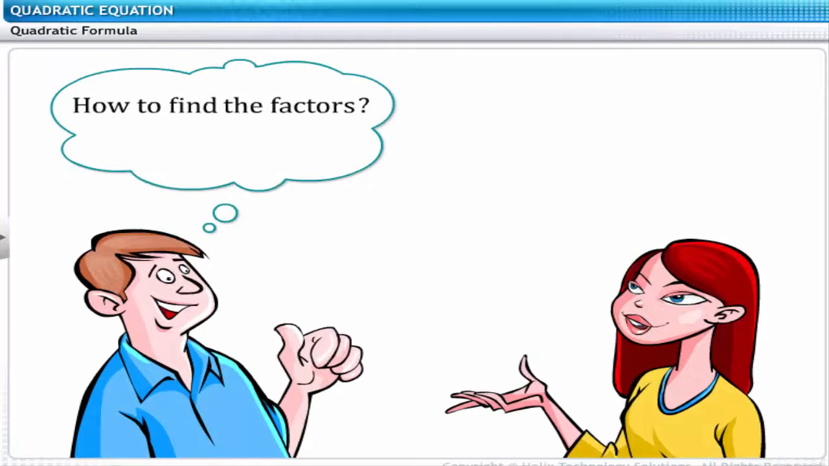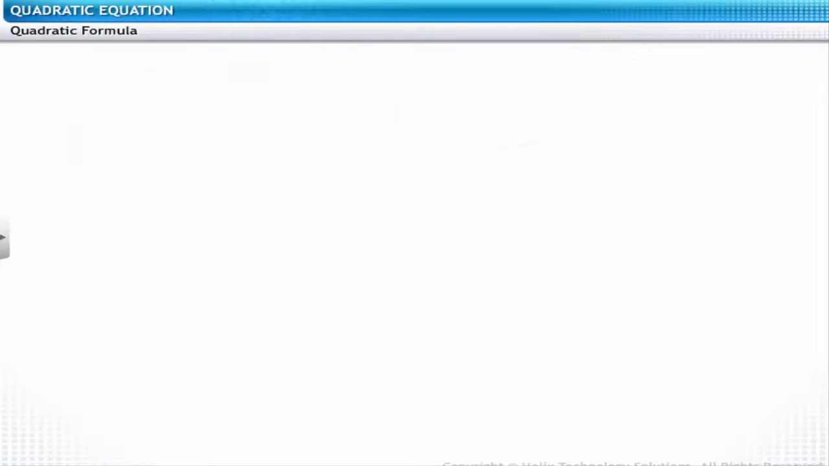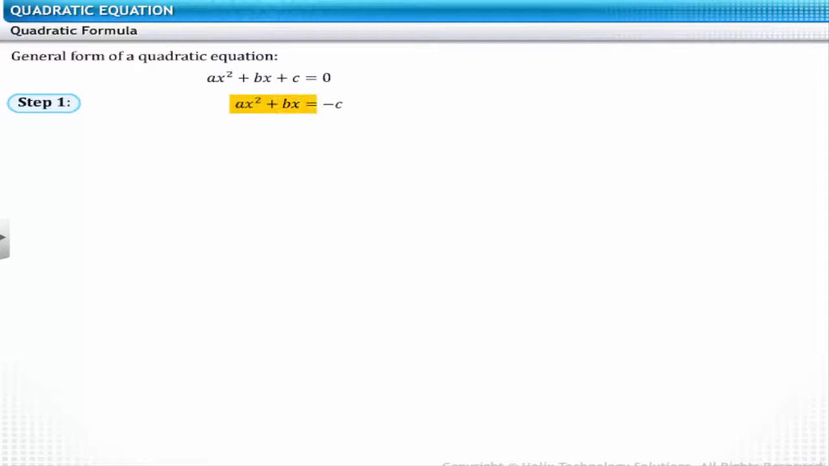Sometimes it may be difficult to find the factors in a quadratic equation or transform the equation into a perfect square. In such cases, you can use the quadratic formula to solve the problem. To derive the quadratic formula, let's start with the general form of a quadratic equation. ax squared plus bx plus c equals 0. Step 1. Bring the constant c to the right side of the equation. You get ax squared plus bx equals minus c.